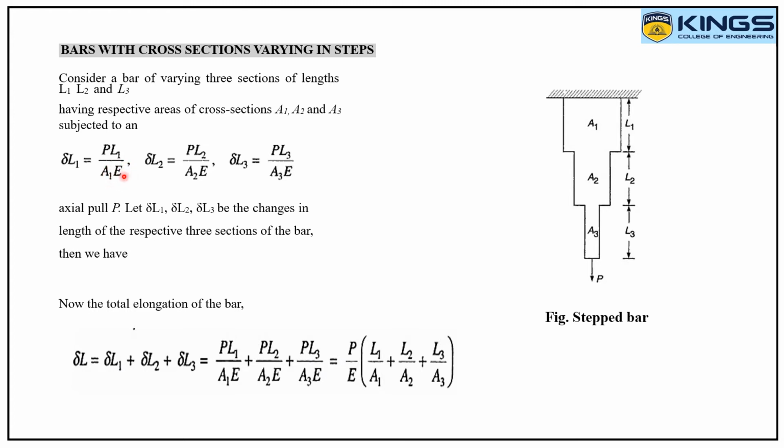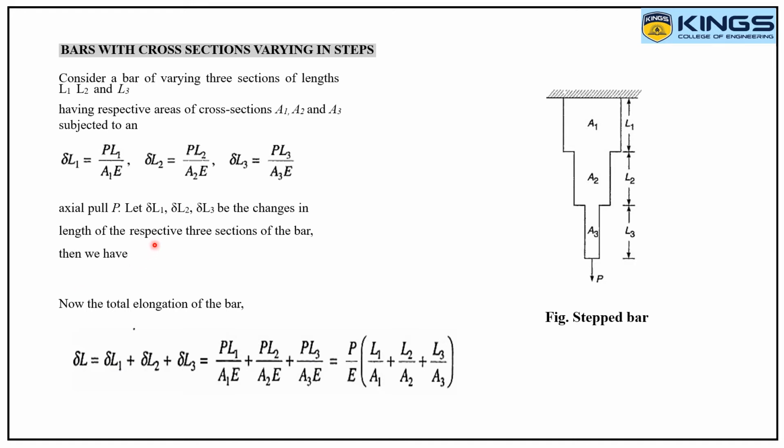Since E is the Young's modulus of the material, it will remain the same for all the areas. So E will be common, and then the load applied. We had applied one axial load, so this load is the same for all these areas also. Similarly, for elongation at area 2, del L2 is equal to PL2 by A2E, and similarly del L3 at cross section area 3.